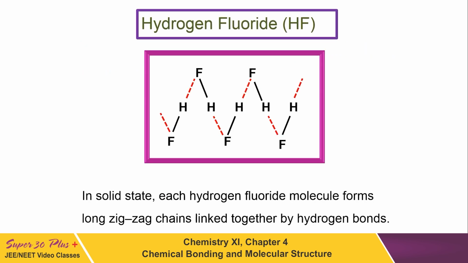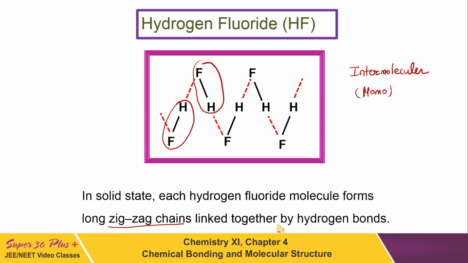Say for example HF. See, this is one molecule of HF, and this is another molecule of HF, and a hydrogen bond does exist between them. This is in between the molecules, so it is obviously intermolecular, and moreover it is homo-intermolecular, because the H bond is formed between two molecules of the same type. Both molecules are similar. Now because of this H bond formation in HF, in the solid state each HF molecule forms long zigzag chains which are linked together by H bonds.